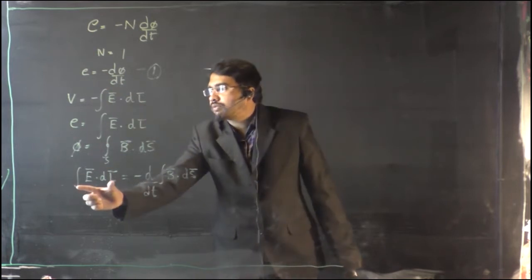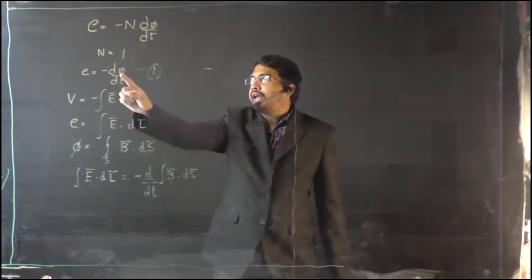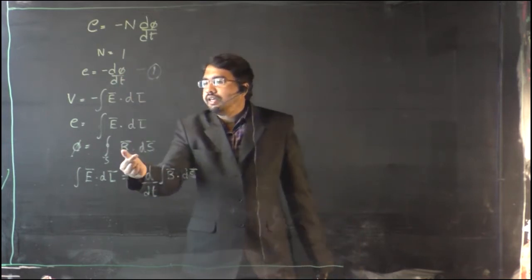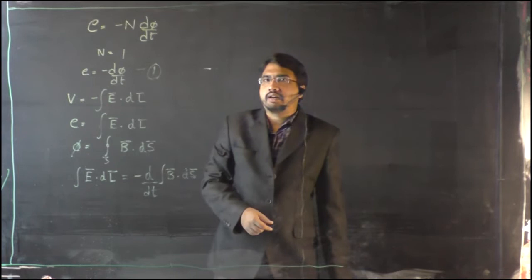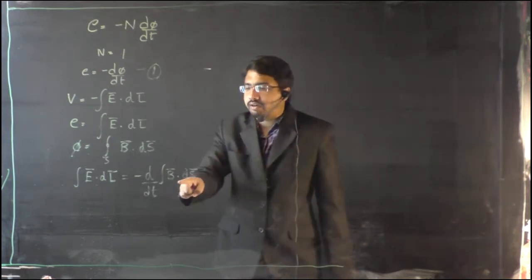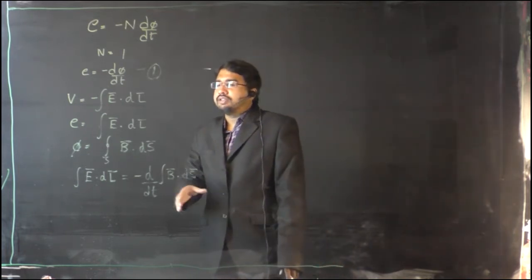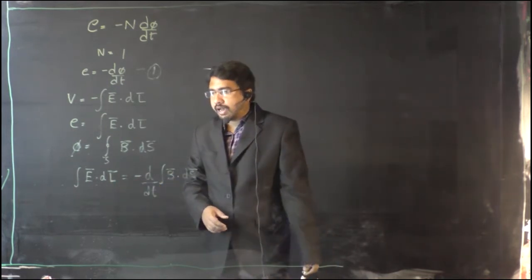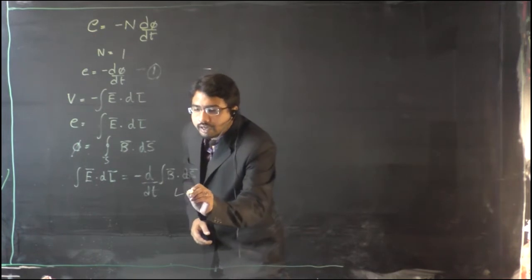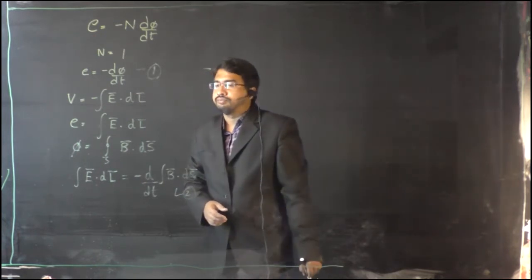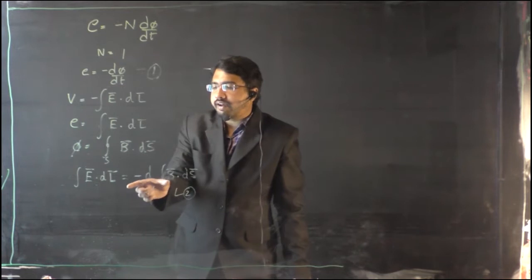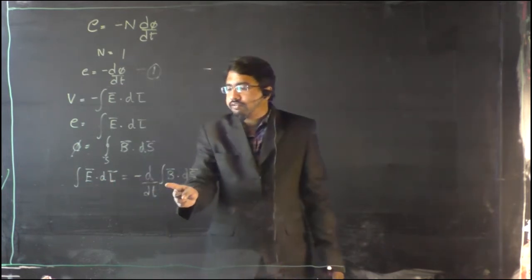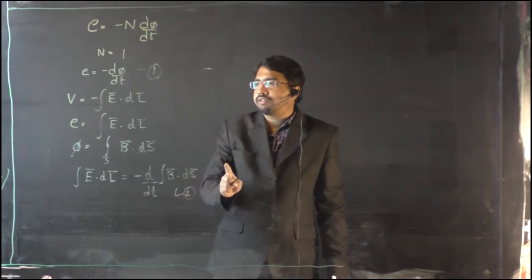So E value I am substituting integral E bar dot dl bar, and minus d by dt of what is phi value? Phi is integral B bar dot ds bar. So this is the integral form of Faraday's law, which is very important. I am writing it as equation number 2. So what is the integral form of Faraday's law? Integral E bar dot dl bar is equal to minus d by dt of integral B bar dot ds bar.